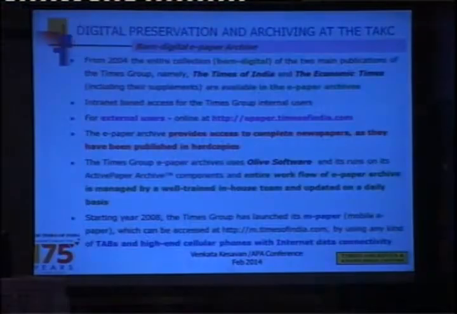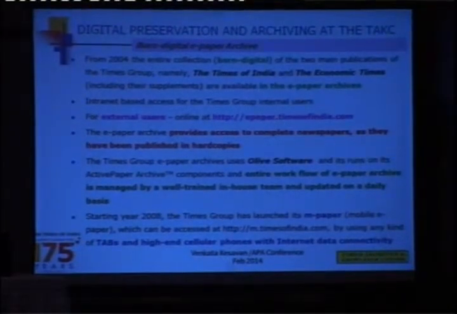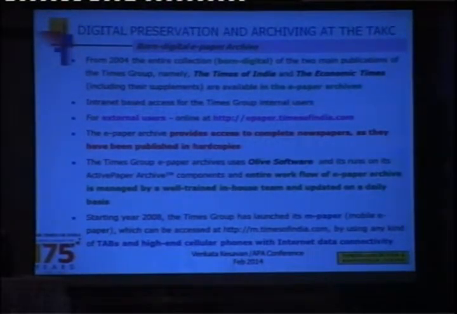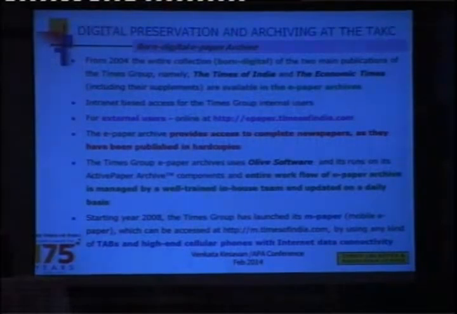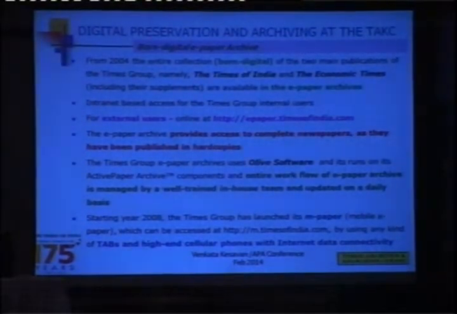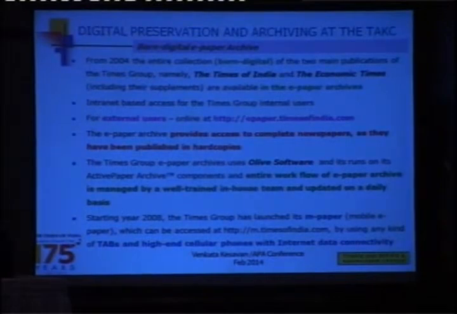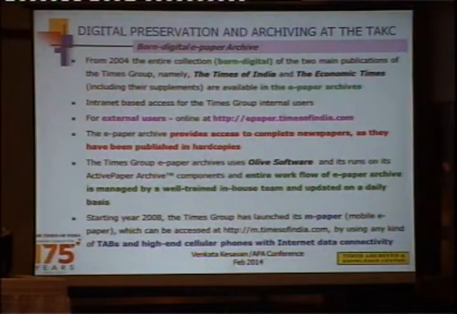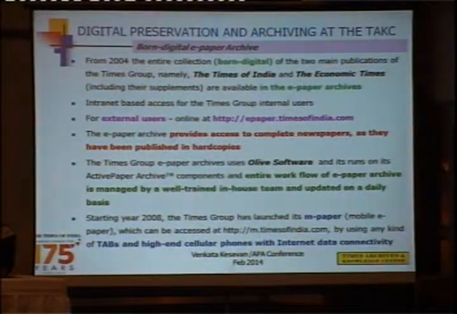It's available. And moving on to the digital e-paper archive, I'm sure most of you would have had a chance to go through our e-paper archive from 2004 onwards. Anything that has been published by our company is available on the e-paper site, whether it is Times of India as a paper or Economic Times, all other supplements put together. I have given you the domain name. You can just go and check it on your own. For this, we use a software called Olive. You can do an internet search and find out what it is. It's a kind of full-fledged content management tool.